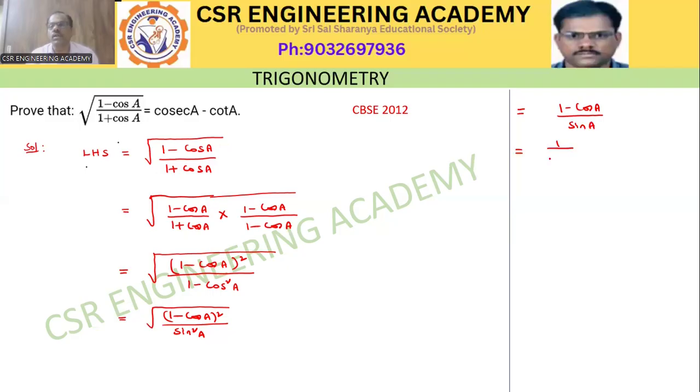A minus cos A by sin A, is equal to 1 by sin A, which is cosecant A, minus cos A by sin A, which is cot A, is equal to RHS. Therefore, LHS is equal to RHS.